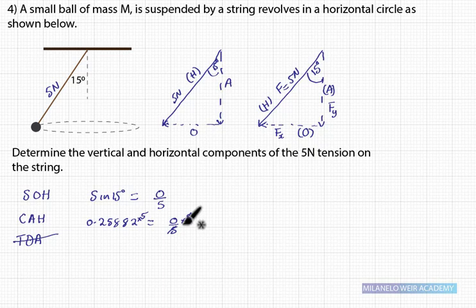This then cancels out. Or multiply by 5, what is it we get? We get 1.294 is equal to... what? It's Fx.